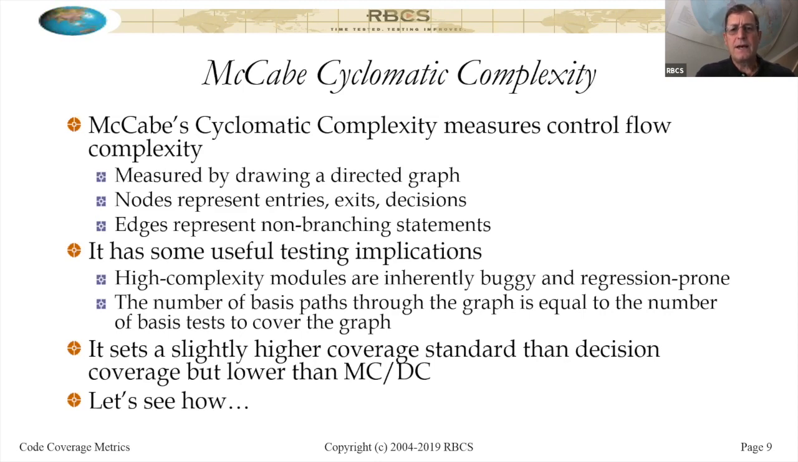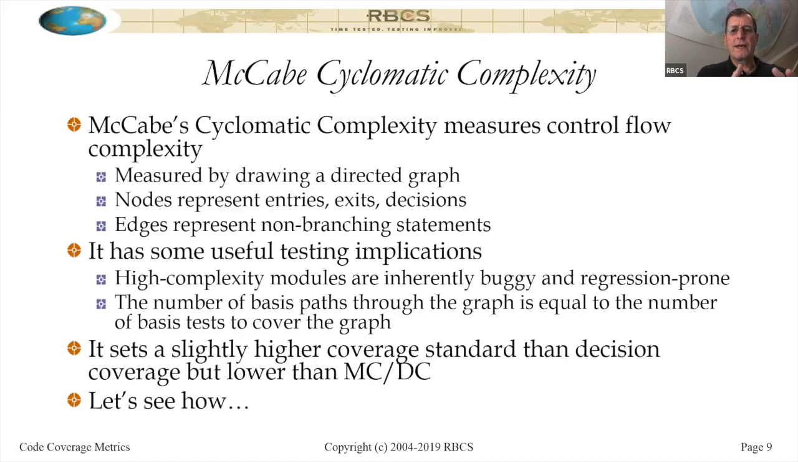Anyway, in that paper, McCabe describes use of graph theory to create a directed graph that illustrates the control flow of a procedure or method, and then calculates what he called the cyclomatic complexity based on that. And it looks very similar to a flow chart that you might have seen before, except that you have circles, which he referred to as nodes, that represent the entries, exits, and decisions, and then edges, which are shown as arrows, are the non-branching, non-looping statements.